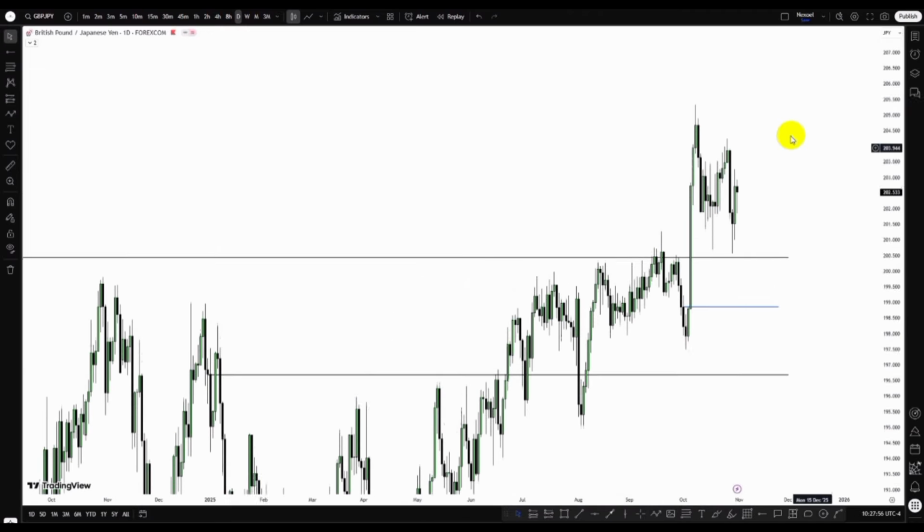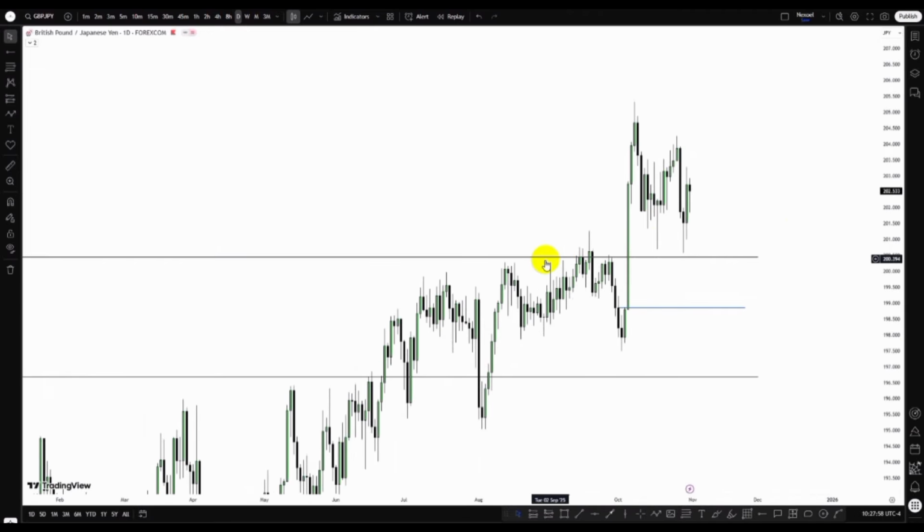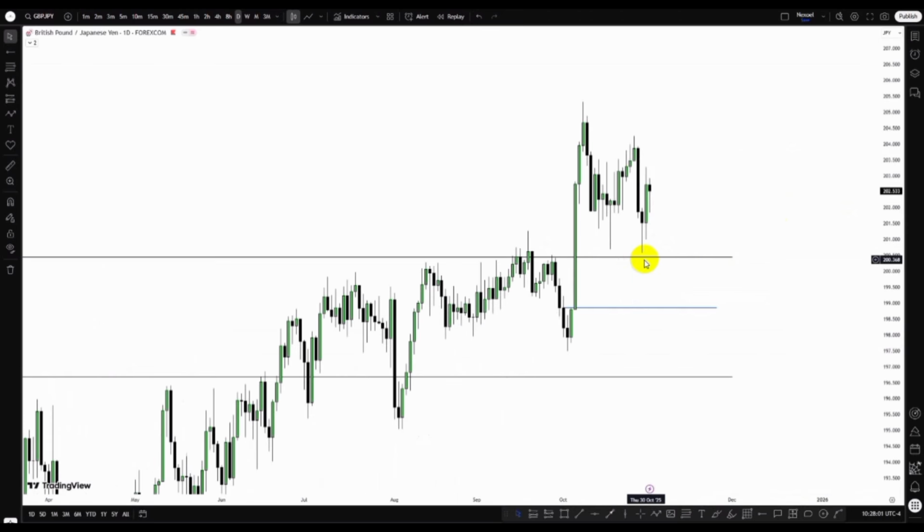So here in the daily time frame, what we can see is the monthly level, which we also saw from the weekly time frame. And clearly we can see a fair value gap here.